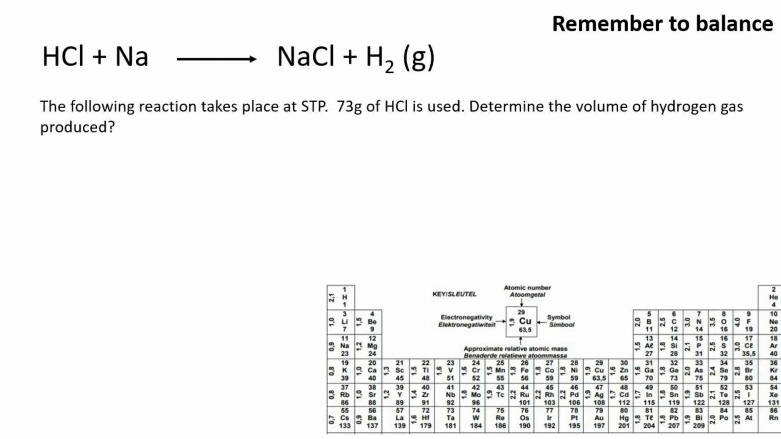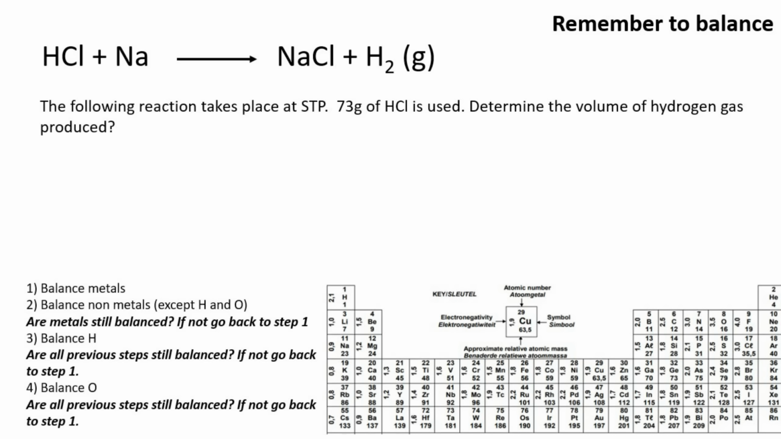So here's our next question. The first step is always to balance. The way we balance is we use these steps over here. We divide our reaction into 2 halves, the stuff on the left and the stuff on the right of the arrow. On the left, we have Na, which is a metal, because it says balance all the metals first. On the left, we have 1, and on the right, we also have 1. So those are balanced. Now we go balance all of the non-metals, except for things like hydrogen and oxygen. That would be something like Cl.